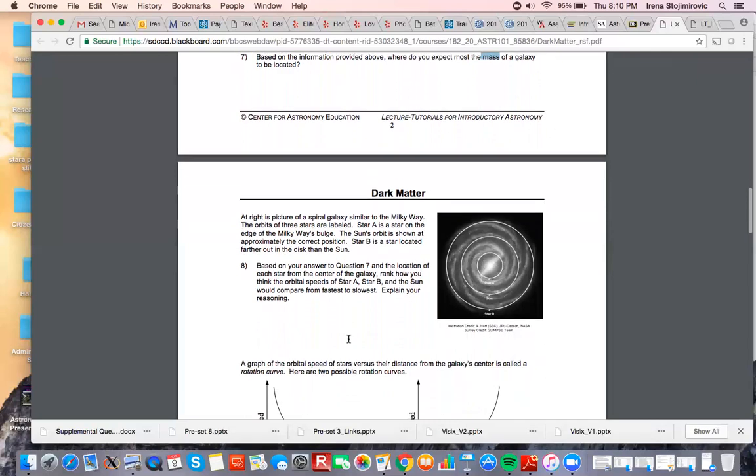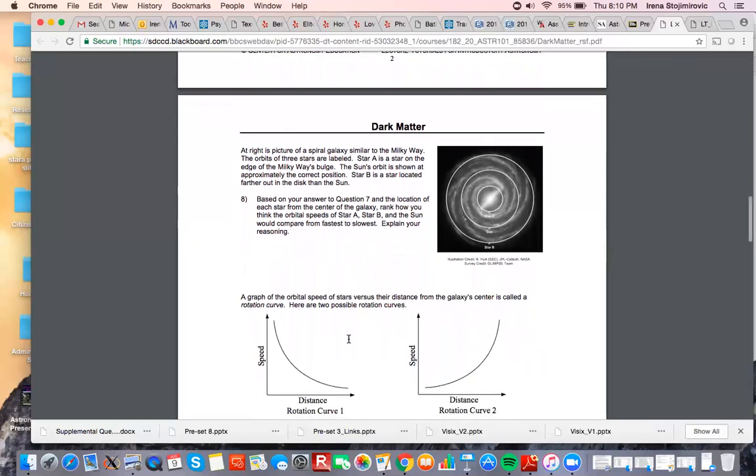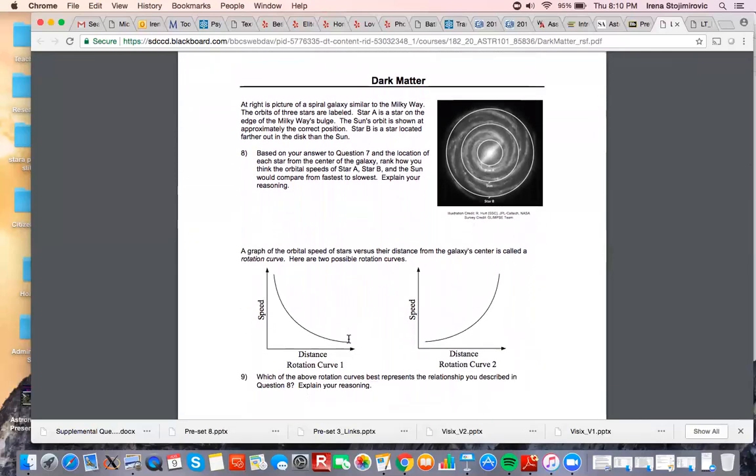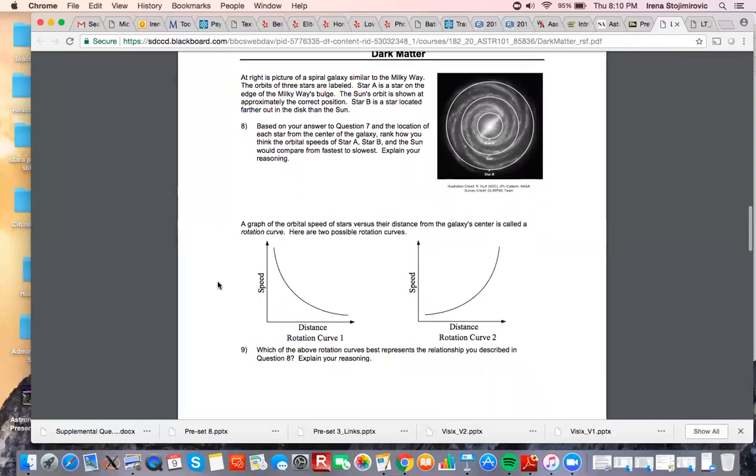Okay, very good. So then how about question 8? The way that I would rank it, from the strongest to the least, it would be star A, and then the sun, and then star B. Very good. Why? Again, because most of the mass is here, and so you're not adding much mass as you move over here, but you're certainly increasing the distance, so the gravitational force would be less and the speeds of the stars would be less. Okay, very good. And so then which graph would match that? Curve number 1. Okay, very good.